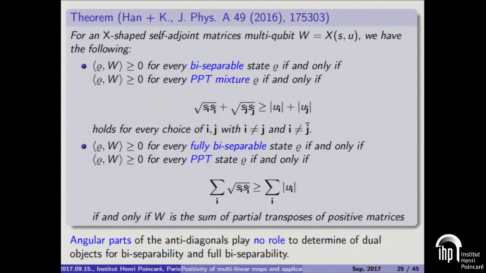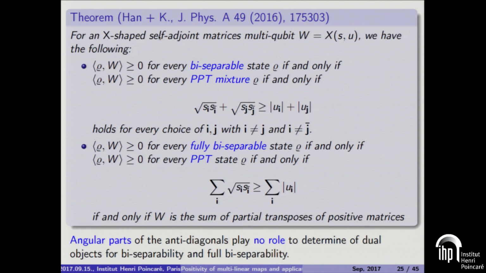Okay, the first result concerns the dual object of biseparability. Say some maps simultaneously satisfy the three kinds of positivity. Then the Choi matrices should satisfy this kind of form. This is the diagonal entries. This is the anti-diagonal entries. And the final one is the dual object of the fully biseparable. Then we have the answer like this. We would like to stress that this kind of condition involves only the magnitude of the anti-diagonal entries. So the angle part of the anti-diagonal entries plays no role in this kind of characterization.